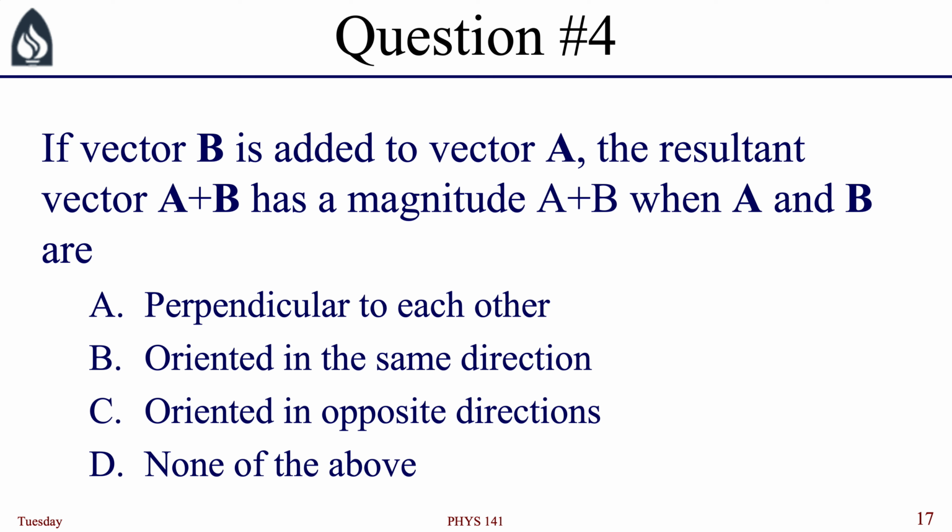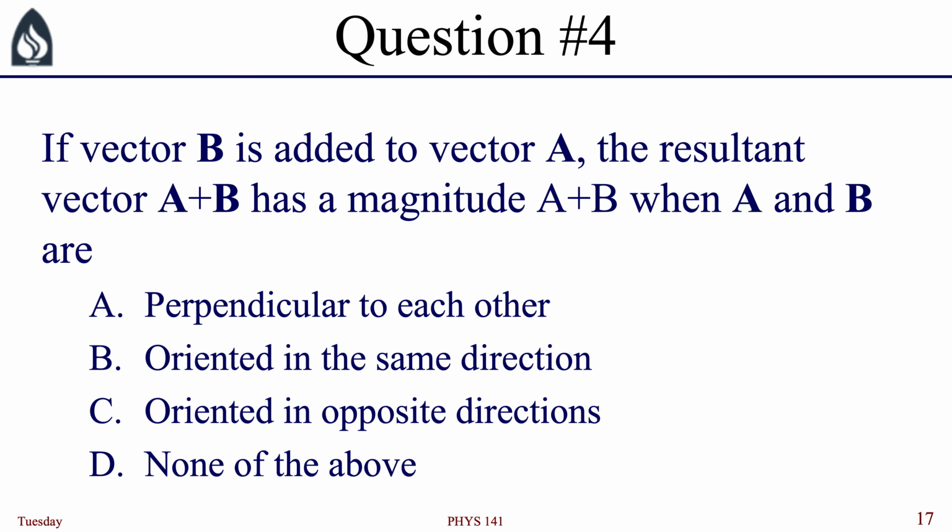If I know the magnitude of A and the magnitude of B, when can I just add those magnitudes or lengths together to find the length of the vector sum? What orientation do A and B need with respect to each other? So pause the video here and give this a little bit of thought, then come back when you've decided on your answer.